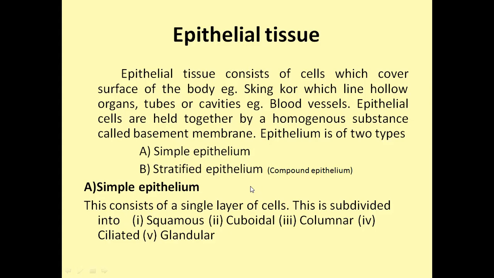Simple epithelium is a single layered tissue. If you have cells in a single layer, then that is called simple epithelium. If you have multiple layers, then that is called stratified epithelium. This simple epithelium is again divided into squamous cell, cuboidal cell, columnar cell, ciliated cell, and glandular cell.